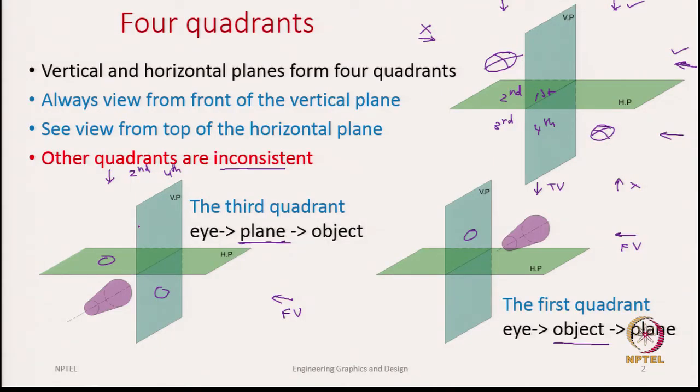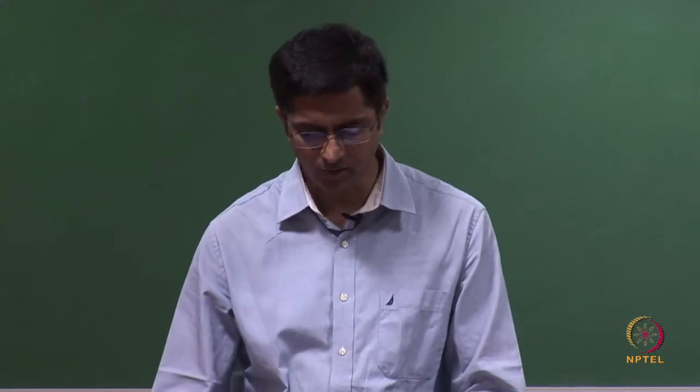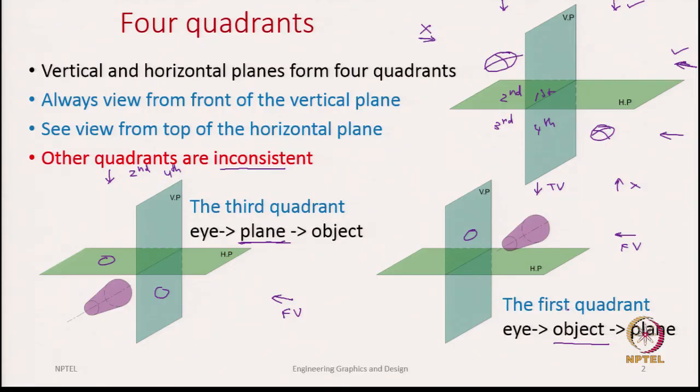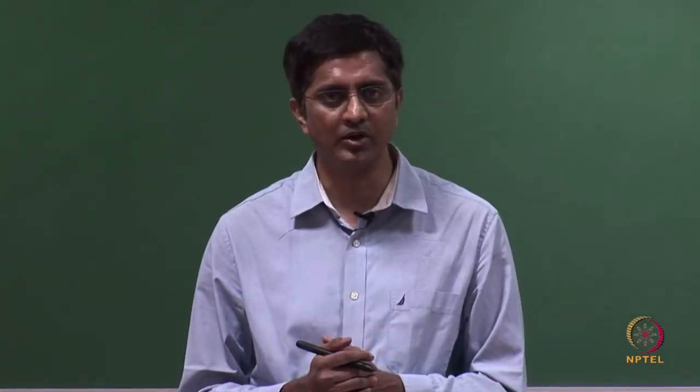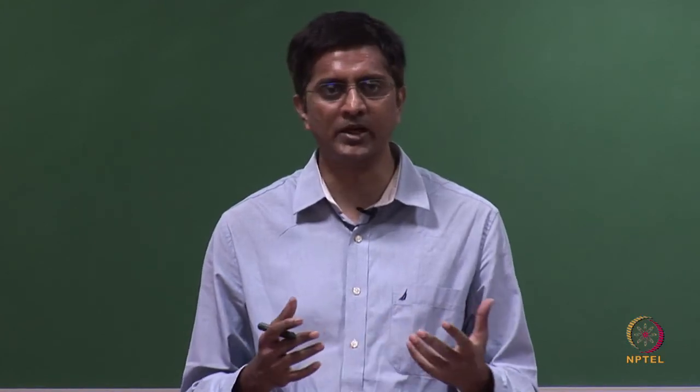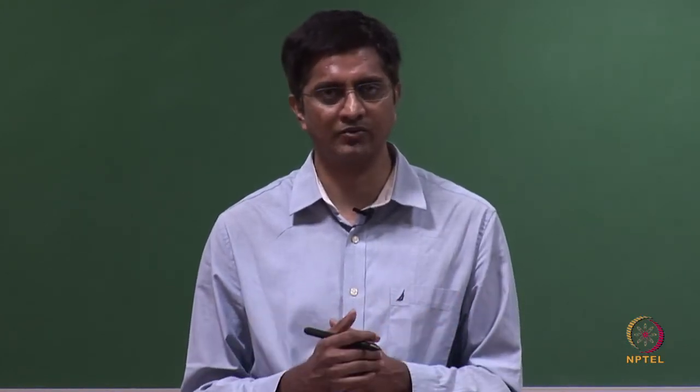So, in practice, people follow both depending on the location they are working with. Most European countries follow the first angle projection, where they place the object in the first quadrant. But mostly in North America, the US and Canada, they follow the third angle projection, where they place the object in the third quadrant. And nowadays design is global, so many countries follow both conventions.